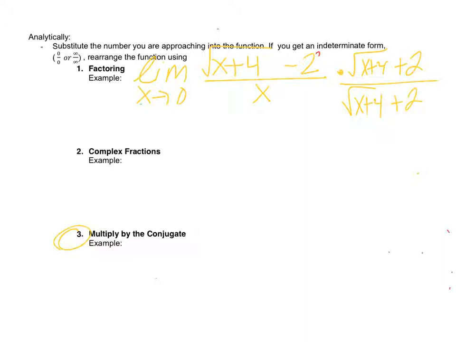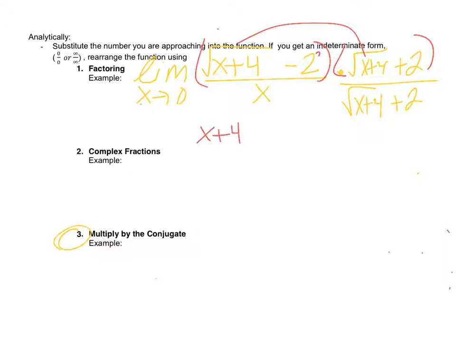And so what happens here? Remember, this is like a binomial times a binomial. If you want to FOIL, if you want to do the box method, if you want to distribute, that's fine. When I do this, I'm going to multiply these two. I have square root of x plus 4 times square root of x plus 4. The square root squared, because there's two of them, is just x plus 4.